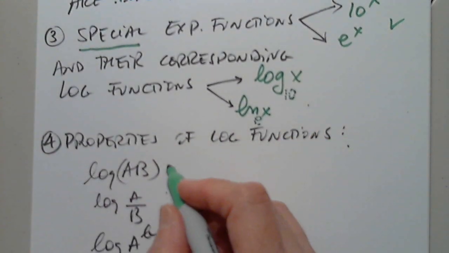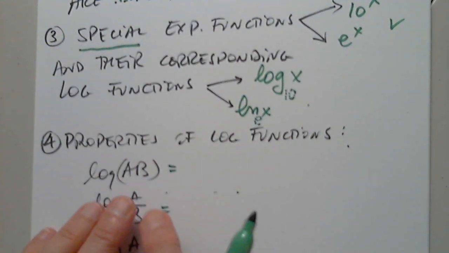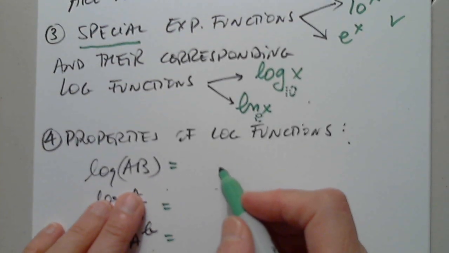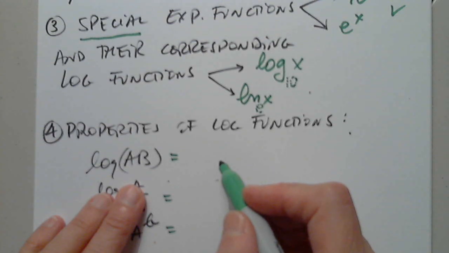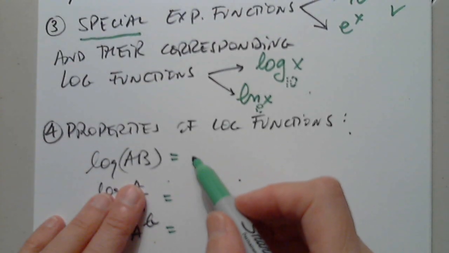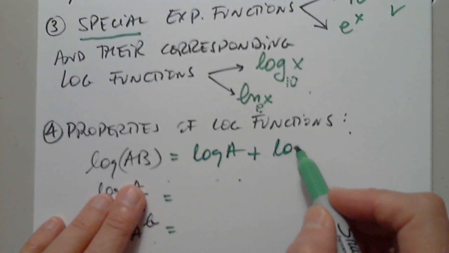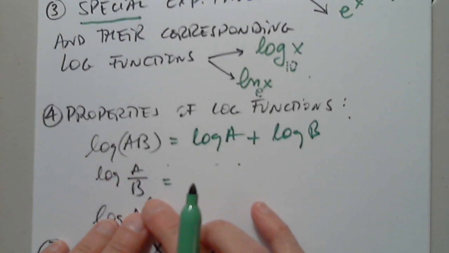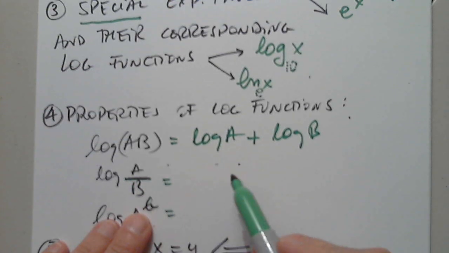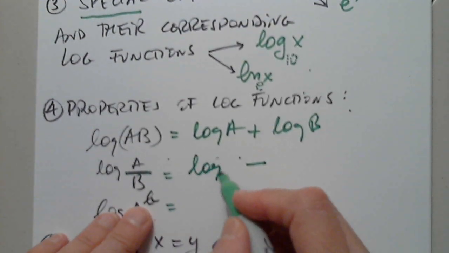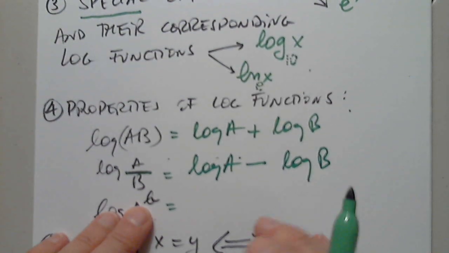Properties of the log functions. Log of a times b. They're adding each other? Yes. Log a plus log b. Very good. Division. Subtraction. Yes. Very good. Awesome. Last one.